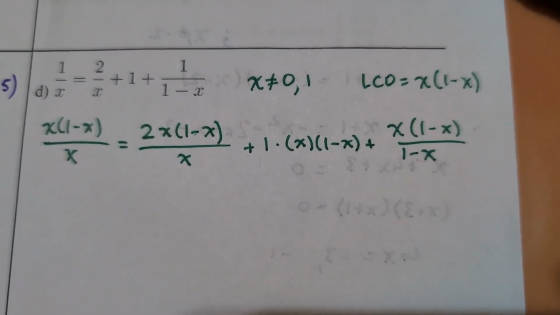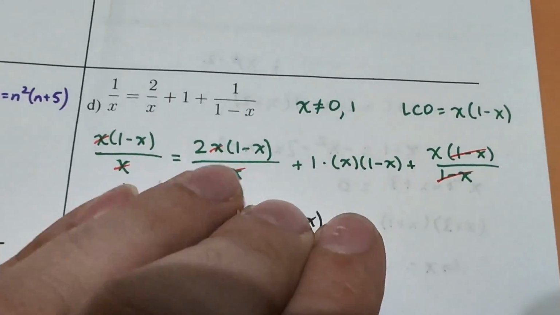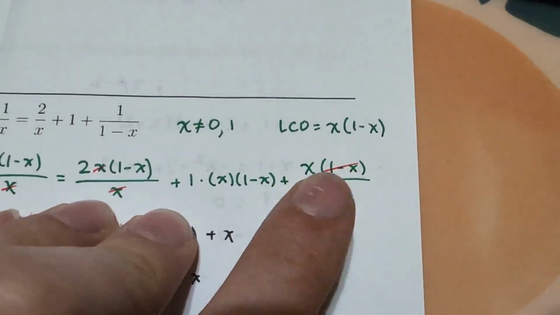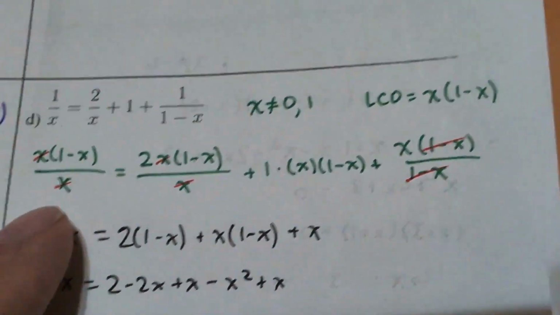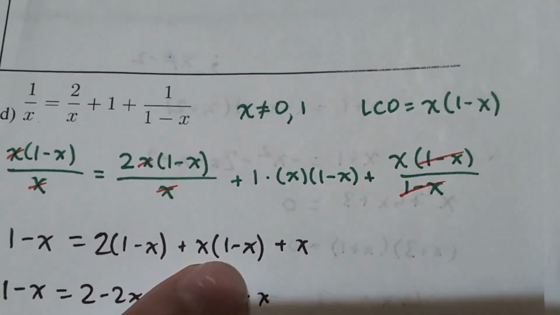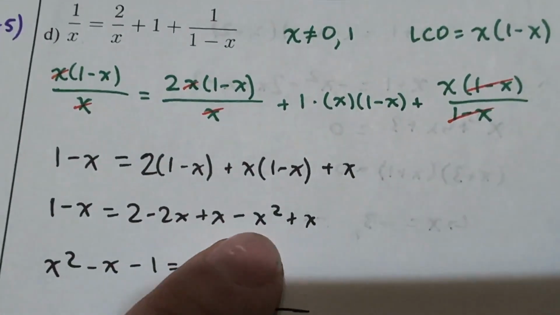And so let's see what cancels here. Okay, so the x is canceled out in these first two terms. This one, nothing canceled out because there's no fraction. 1 minus x is canceled out. So we can write 1 minus x equals 2 times 1 minus x plus x times 1 minus x plus x. Expand out the brackets.